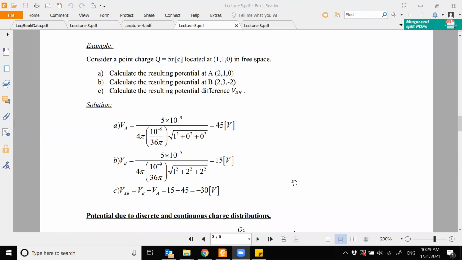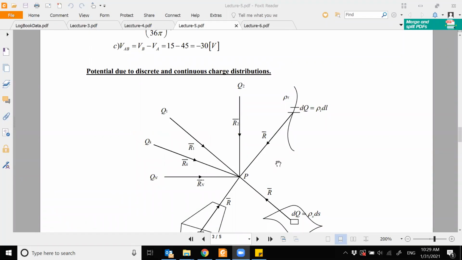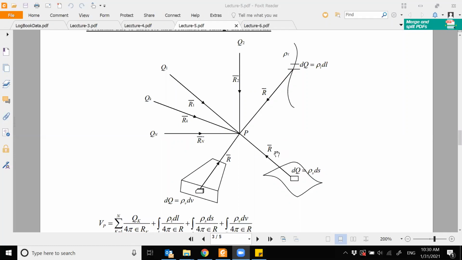Now, as we have done for our electric field, which satisfies the superposition theorem, in a similar manner your potentials will also satisfy the superposition theorem. So if in a space you have several point charges and also some charge distributions, what will be the overall potential at an observation point P? You have so many charges, Q1, Q2, Qk, Qn, and these are their distance vectors because these are not placed at the origin, and this point P is also not at the origin. And then you have a line charge, a surface charge, and a volume charge. Then what will be the overall potential at this point P?